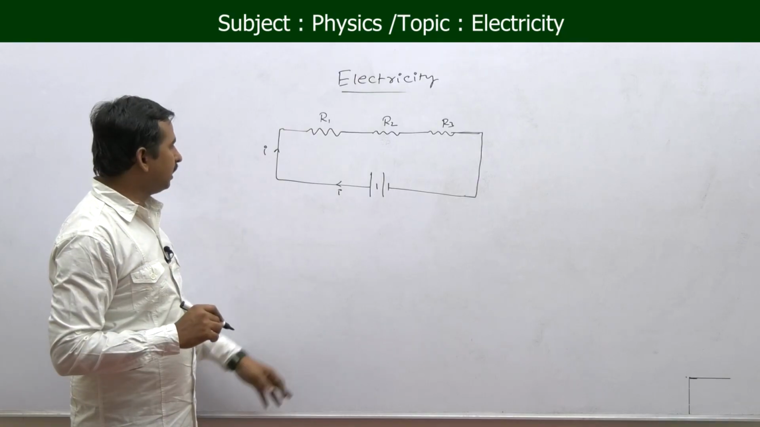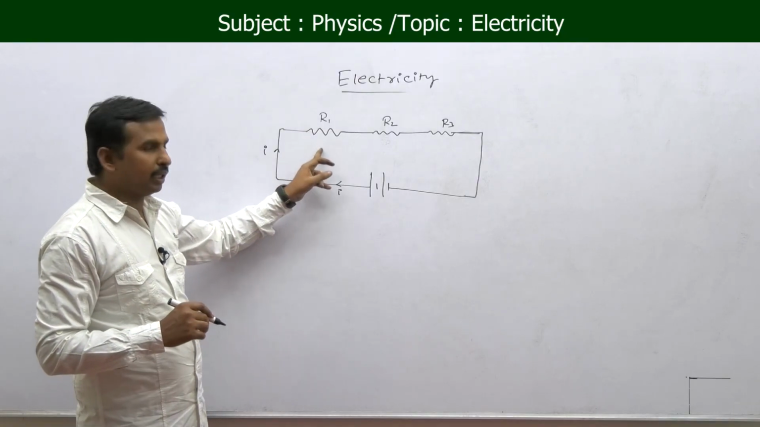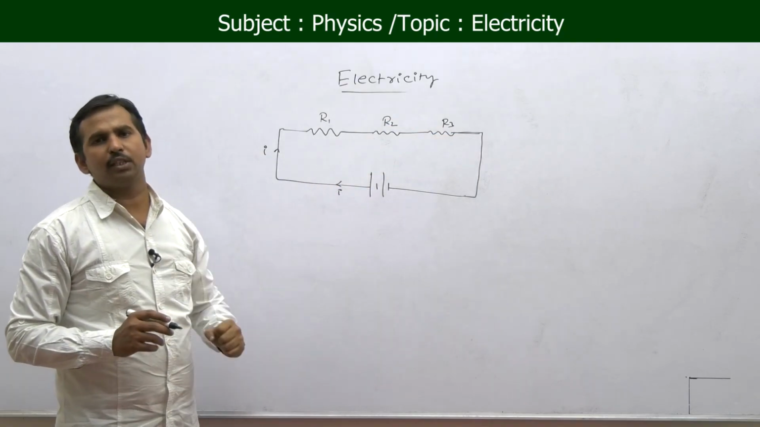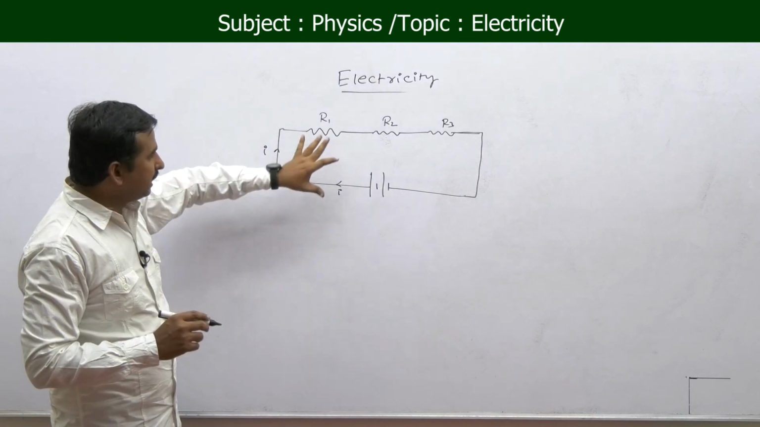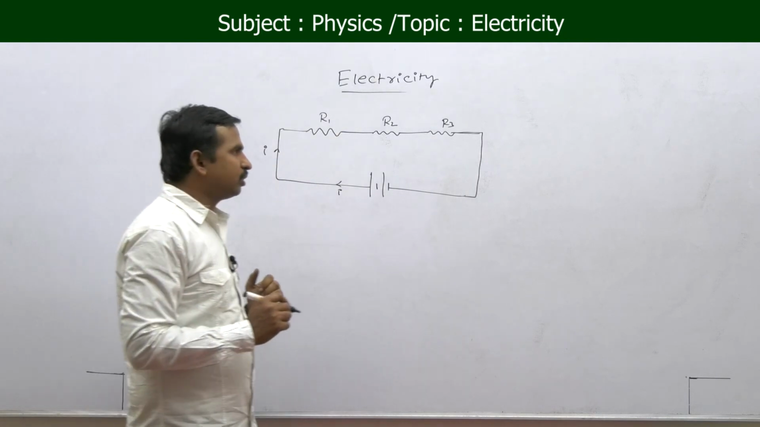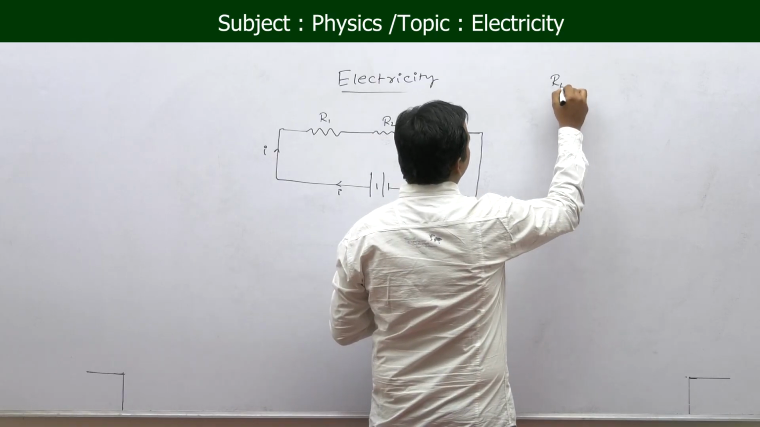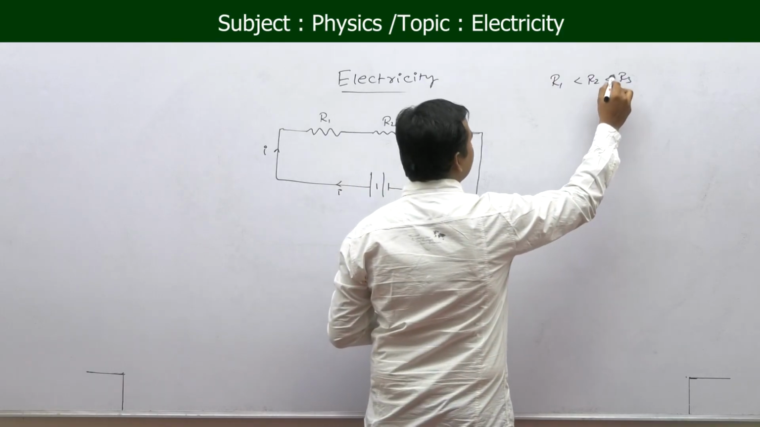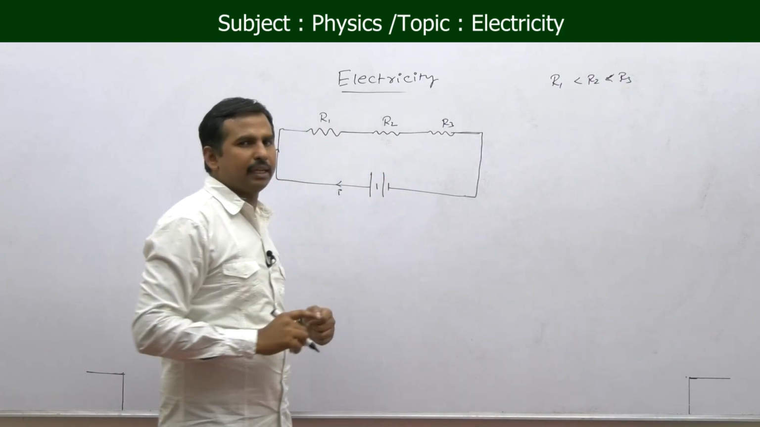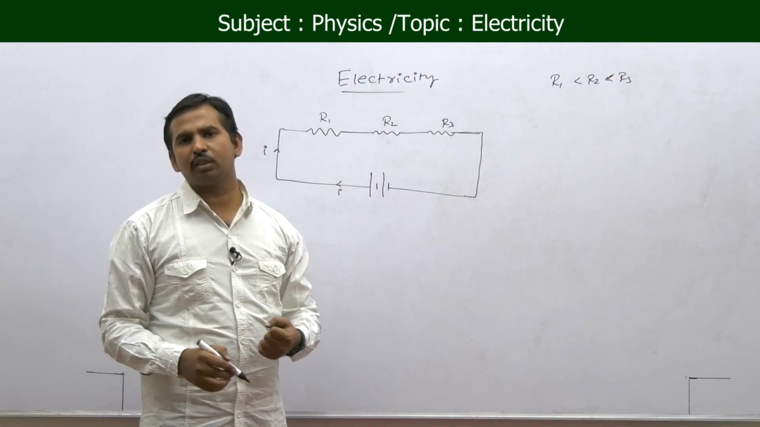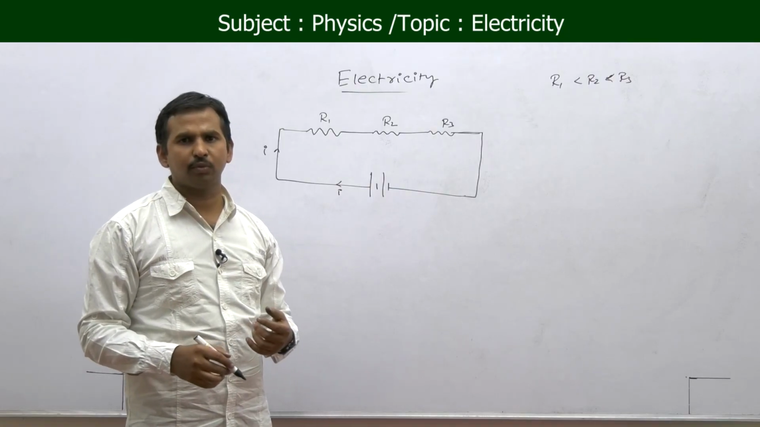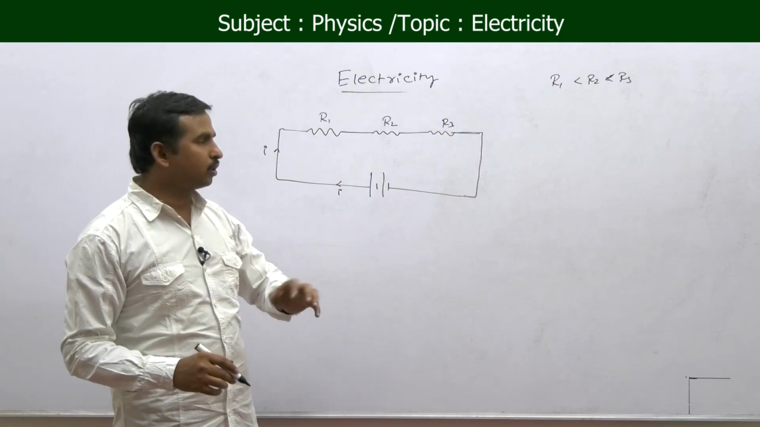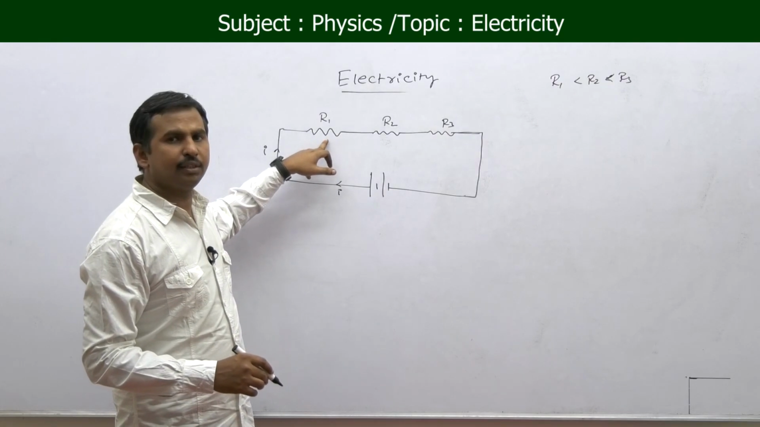So what happens is, as the same current passes through R1, the same current through R2, and the same current through R3, the potential difference required is different, because the resistance is not the same. For example, if you take R1 less than R2 less than R3. The resistance offered by the first one is less, so the battery need not do more work for the charges to move through that one. So that's why the voltage value is different.